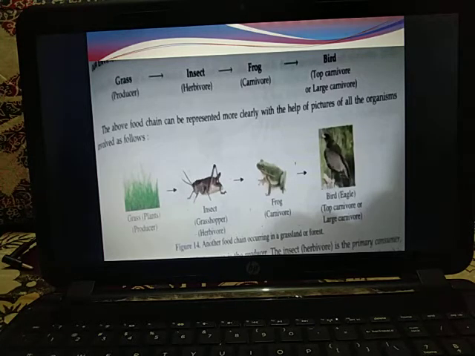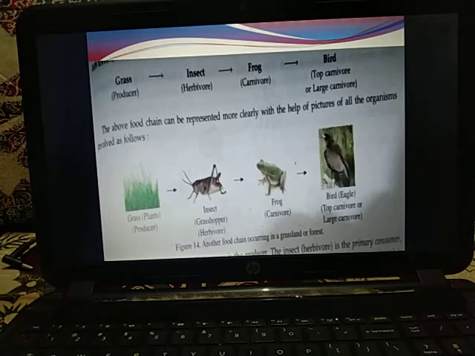In pond, in lake, phytoplanktons are eaten by zooplanktons, zooplanktons are eaten by insects, insects are eaten by crustaceans, then crustaceans are eaten by the small fishes, and they are consumed by the large fishes. In this way the food chain is formed. So the flow of energy is also taking place in this case.